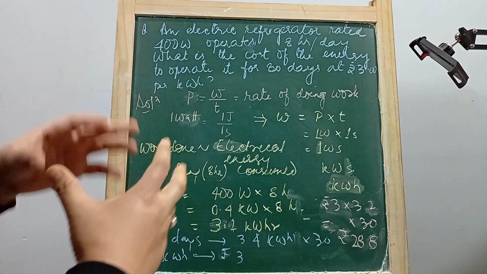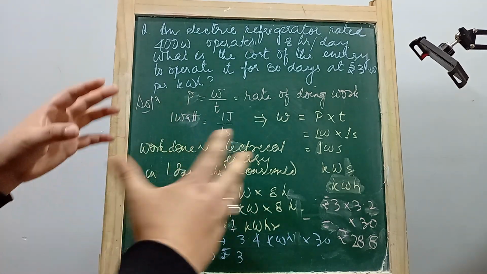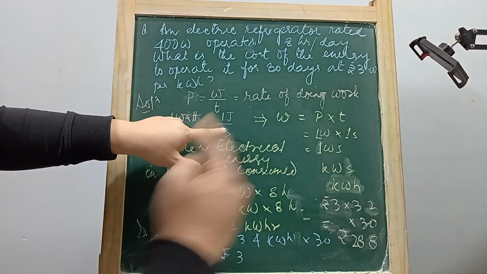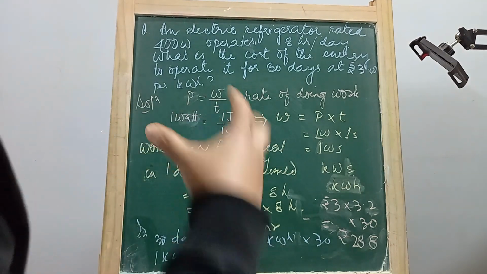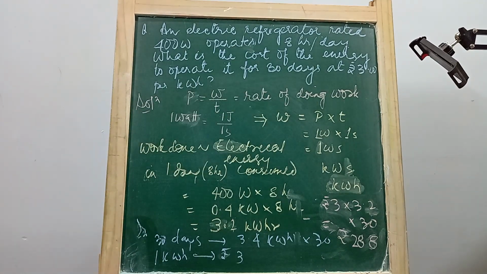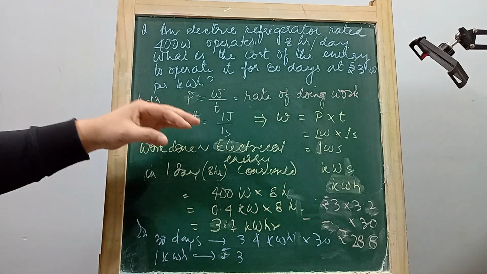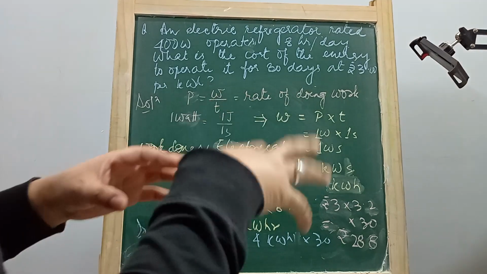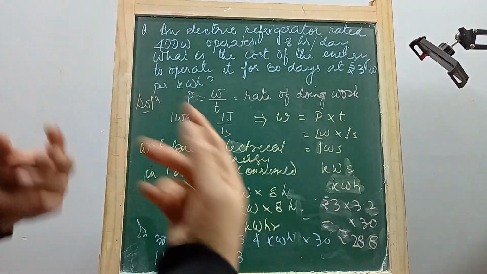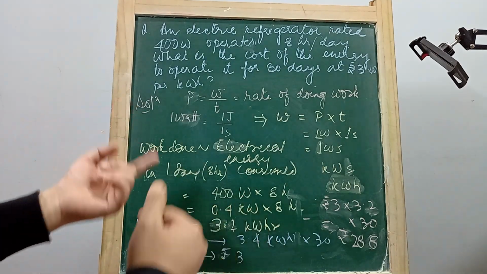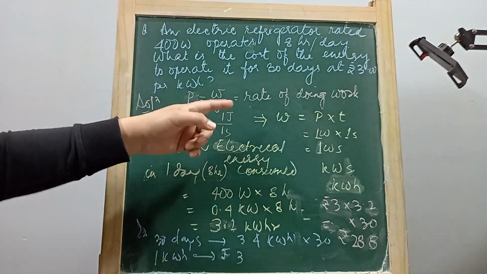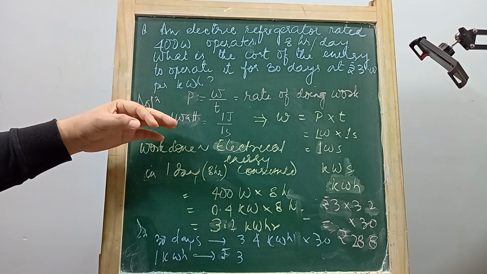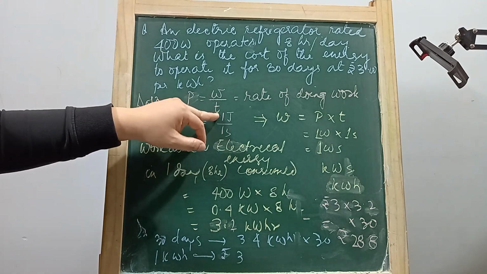So what do you mean by the fact that a machine has a power of 1 watt? It means that every second the machine is consuming 1 joule of energy. It means every second the machine is doing 1 joule of work, or if it is running on electricity, it is consuming 1 joule of energy every second, and its power is 1 watt. So what do we mean by 2 watt? It means 2 joules of energy is consumed every second.